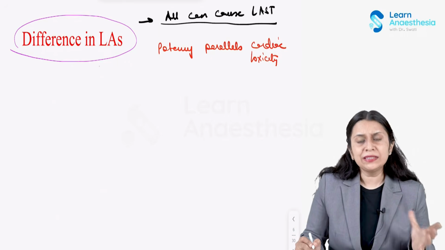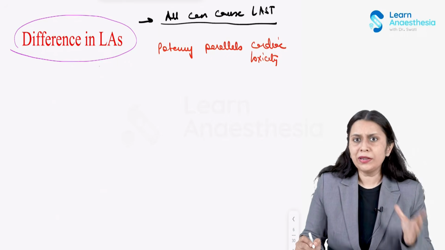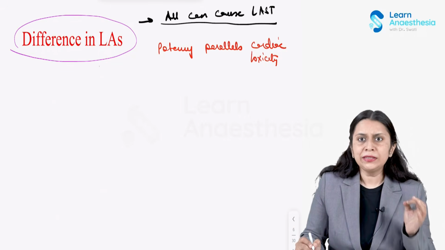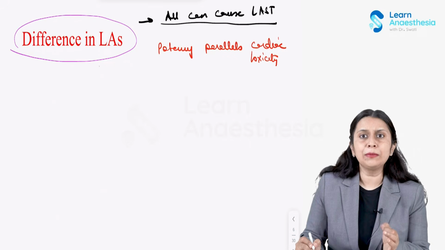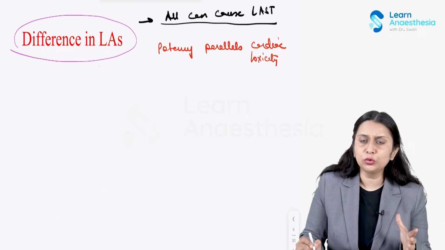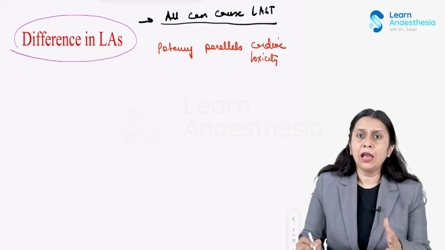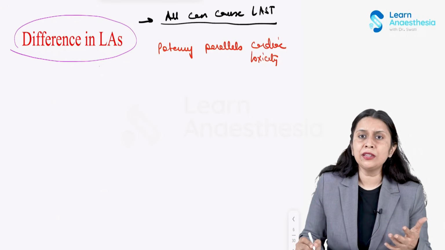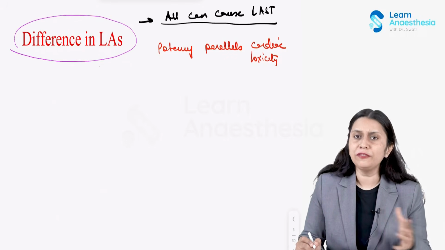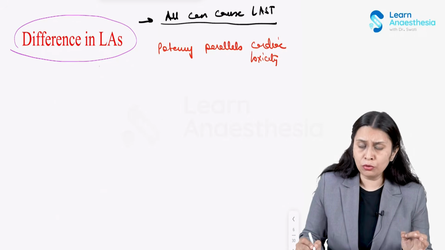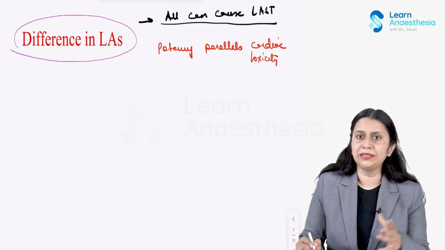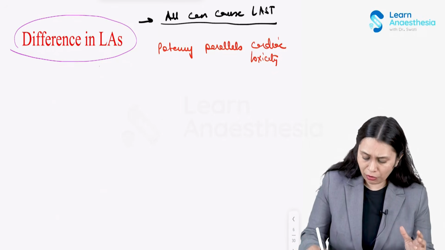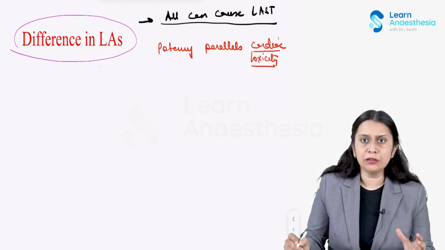There's something called the CC-CNS ratio. What is the CC-CNS ratio? The CC-CNS ratio is the dose at which cardiovascular collapse can happen with a local anesthetic and the dose at which it can cause seizure. And the higher the CC-CNS ratio, the greater is the margin of safety. It is known by animal studies that bupivacaine has the lowest CC-CNS ratio. So the risk of cardiac toxicity is higher with bupivacaine.